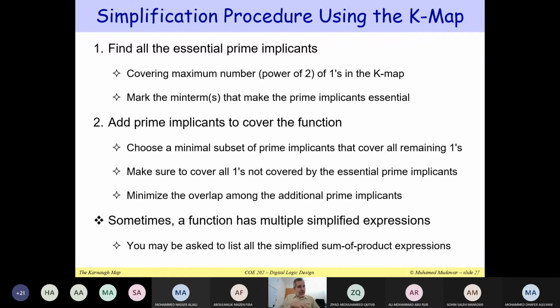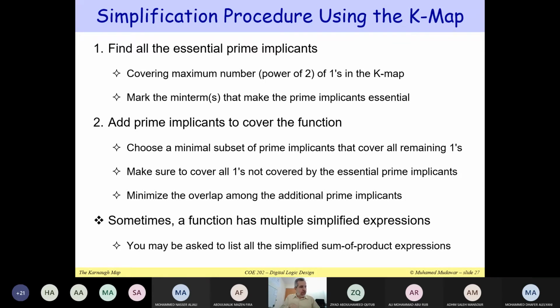Step number two: check if all the essential prime implicants cover all the ones of the function. If they do, you are done. Sometimes you have a unique solution, where all the prime implicants are essential, and you are done with step number one. But sometimes you might find that the essential prime implicants do not cover all the ones of the function. What is important is that in your solution, to get the minimal sum of products expression, you have to cover all the ones of the function.